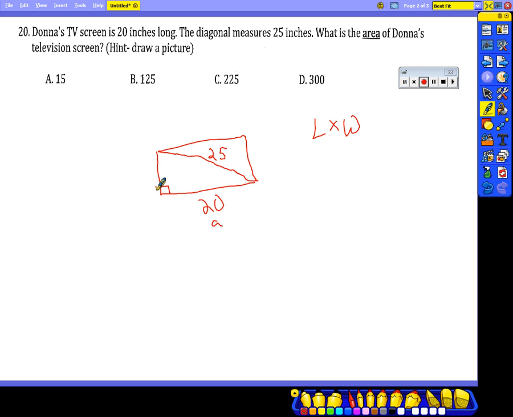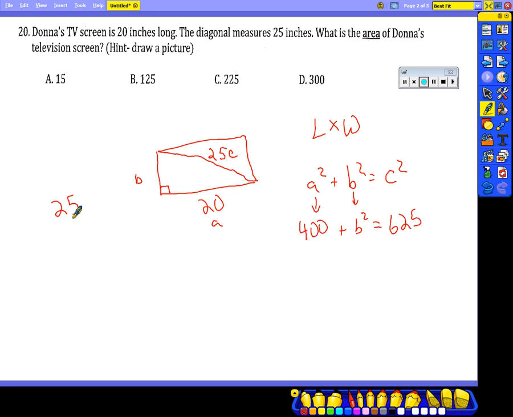This is side A, side B, side C. I'm going to use Pythagorean theorem, which says a squared plus b squared equals c squared. A squared, so that's 20 squared is going to equal 400. What I did is 20 times 20. B squared, I don't know what that is. I'm trying to figure that out. 25 squared, seems like that equals 625 if I remember correctly.